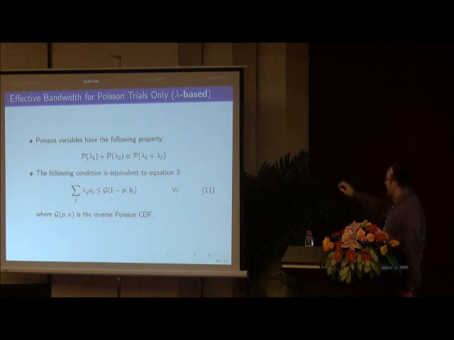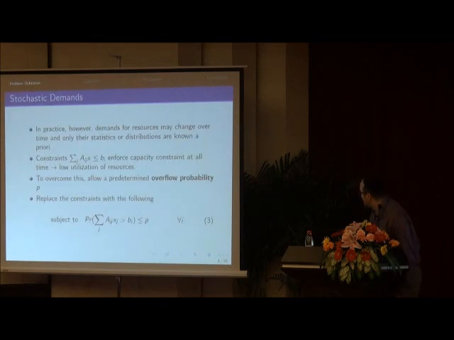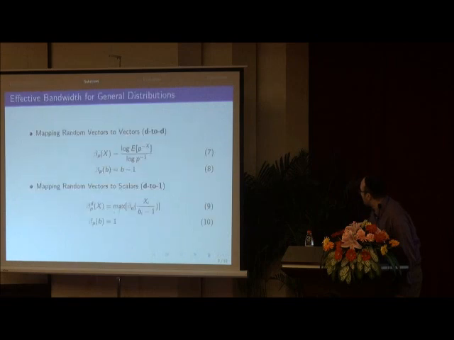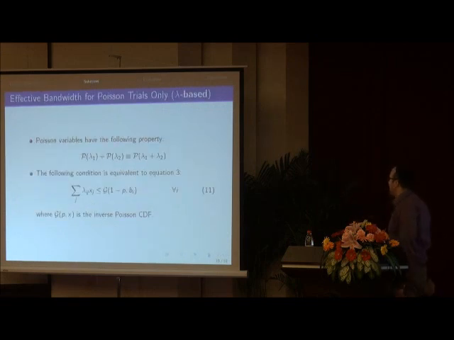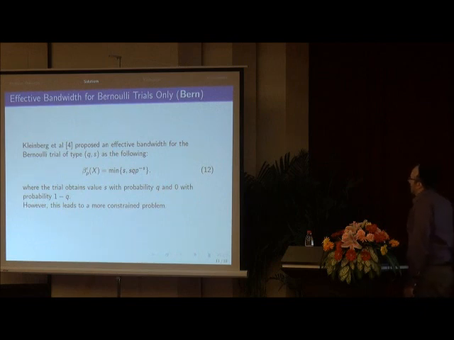You can convert the condition, the constraint, to the following inequality. And the G function is the inverse Poisson CDF. So the effective bandwidth for the Bernoulli chain is only available.